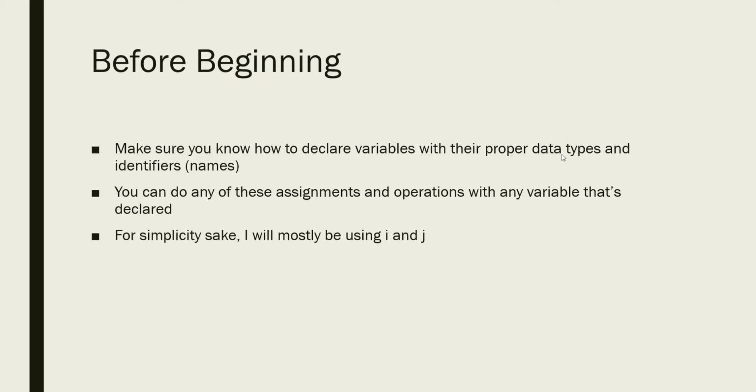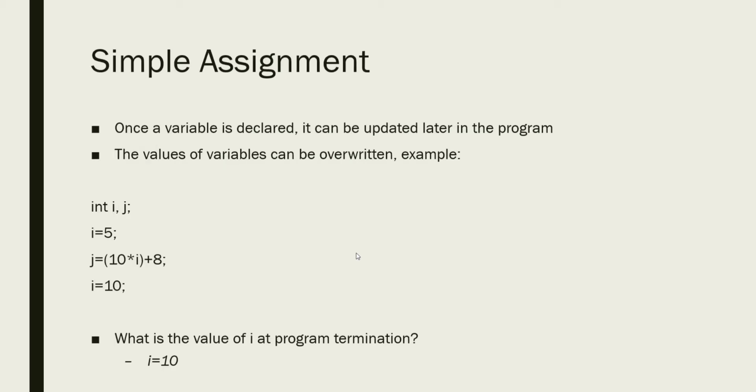So before beginning, make sure you know how to declare variables with their proper data types and identifiers. You can do any of these assignments and operations with any variables that you declare, but for simplicity's sake, I will be using i and j. But like I said, you can use any variable you want. So we'll just go over a simple assignment just to make sure we know what's happening.